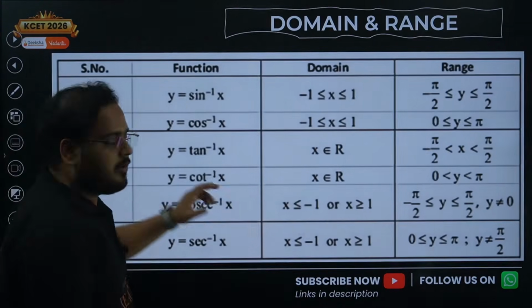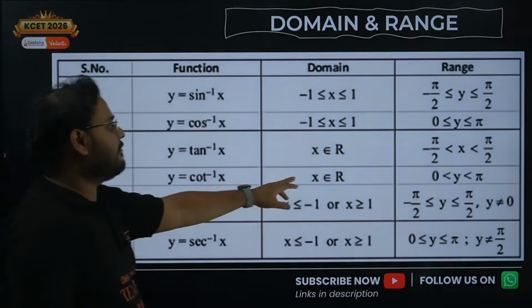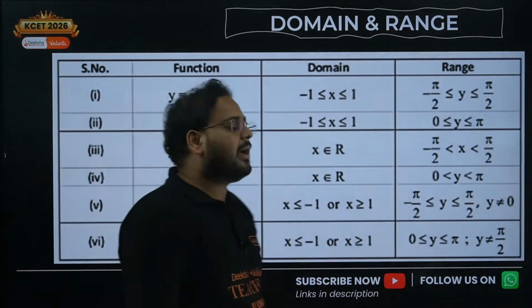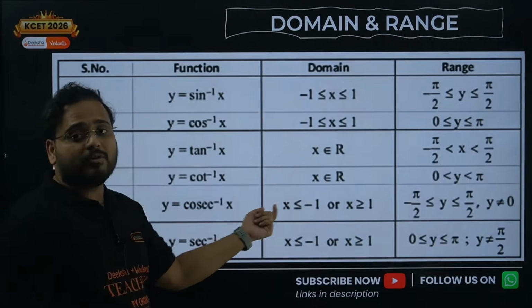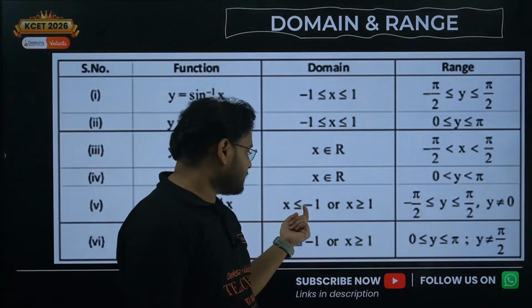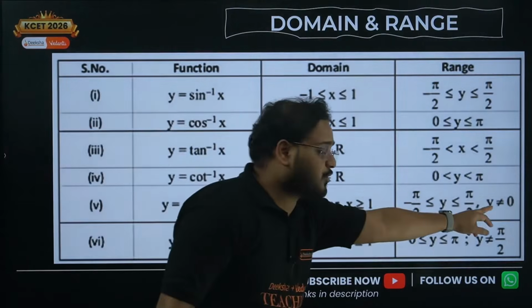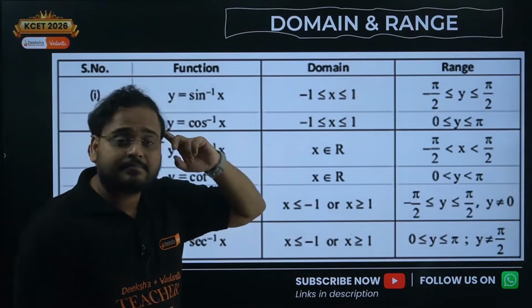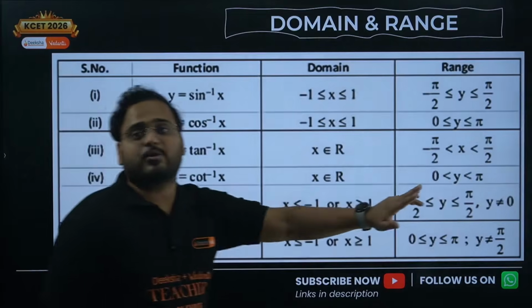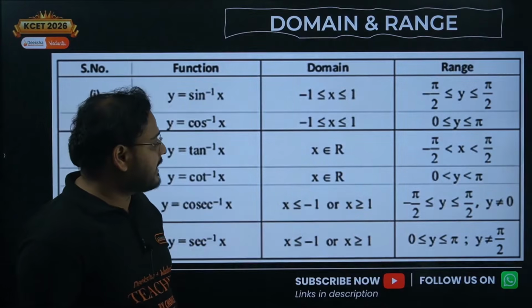Now there comes your table. First, we already discussed that for cot inverse the domain is all real and the range is 0 to pi. For cosec inverse we have x more than 1 or less than minus 1, and the range is minus pi by 2 to pi by 2 except for 0, because sine 0 is 0, so the reciprocal will be undefined. Sine 0 is 0, sir, so the reciprocal cannot be defined. That's why it is like that.